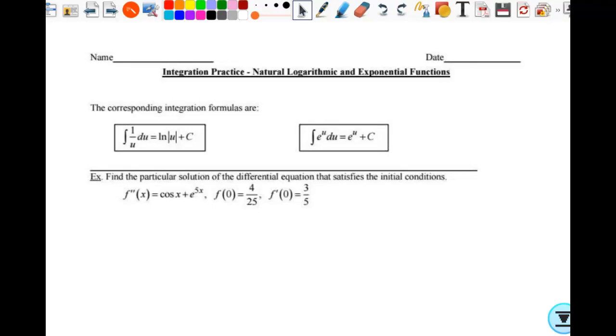All right, so what we are looking at today is not brand new information. We've been doing definite and indefinite integrals, and we've already talked about the natural log and e. This is just more natural log and e practice so that we don't do weird things. So we're going to work a few together, and then I'm going to have you work on some.